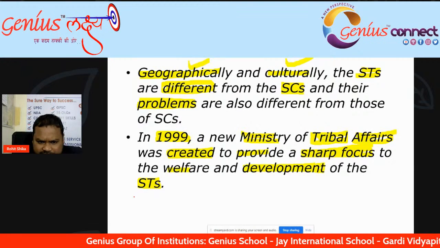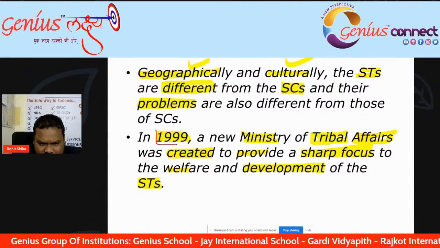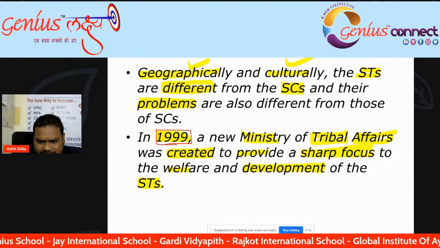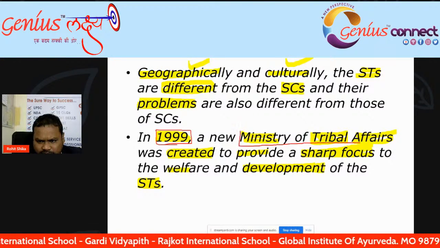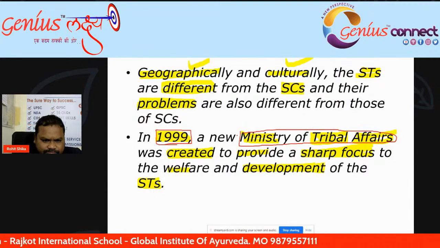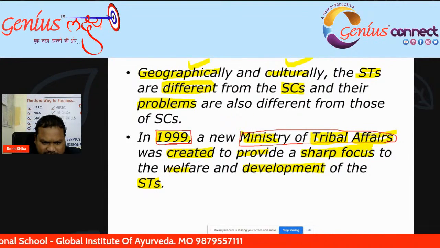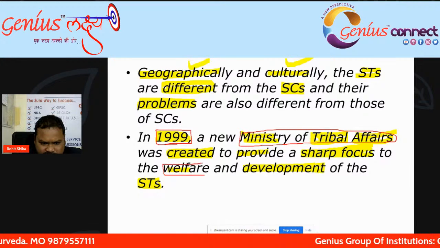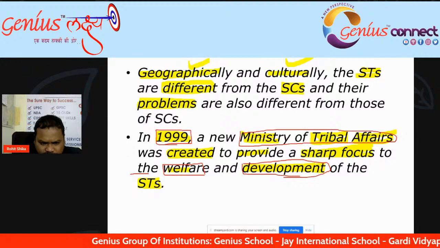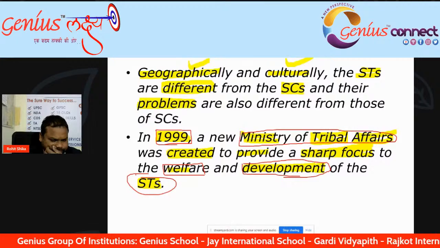So the important things here: in 1999 it was set up, and the second thing is to know the name of the ministry, Ministry of Tribal Affairs, and the objective was the welfare, the development of the STs.